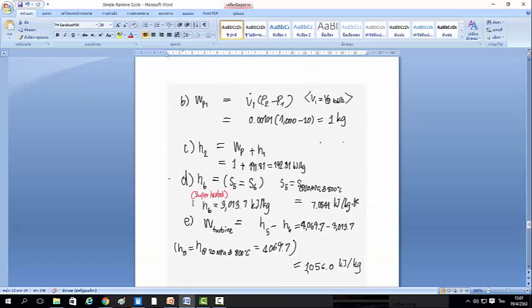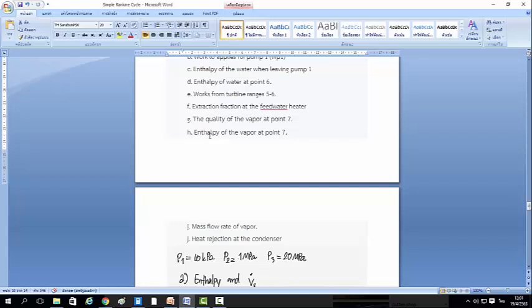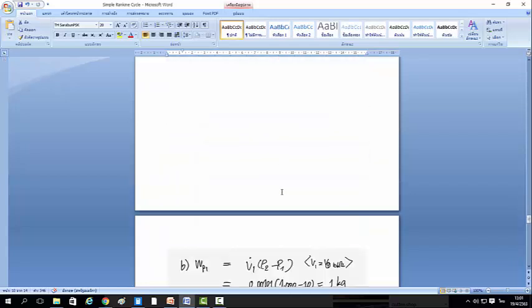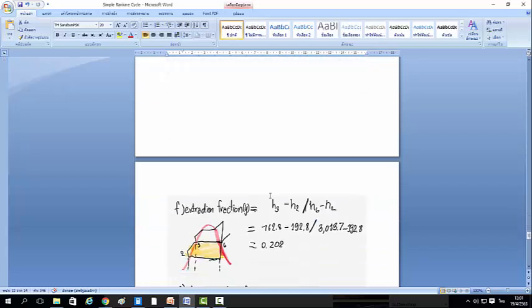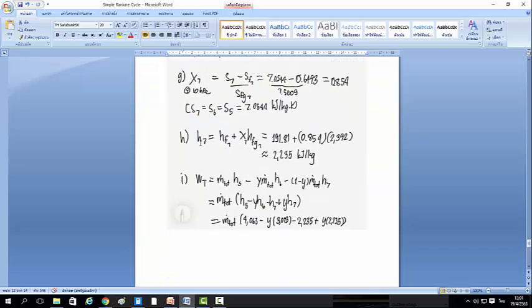then substitute, and we got this number. And the last one, H, the enthalpy at point 7. It's similar to G: just change S to H and rearrange the equation, and just substitute, and we got a large number here.